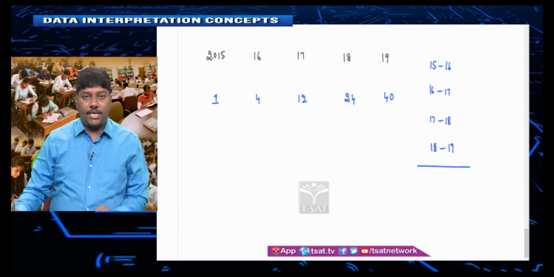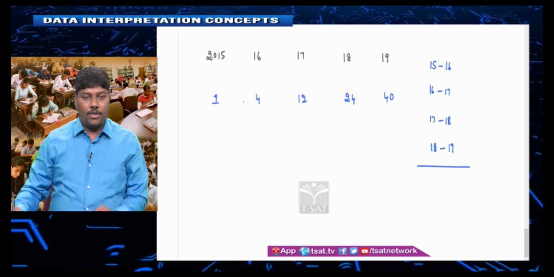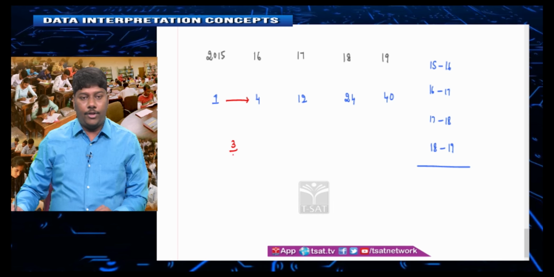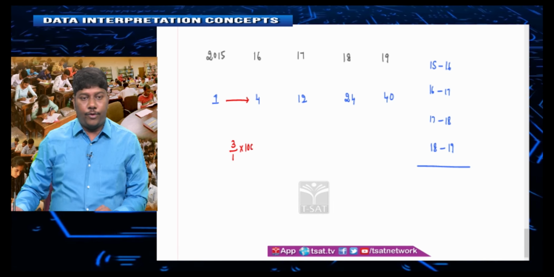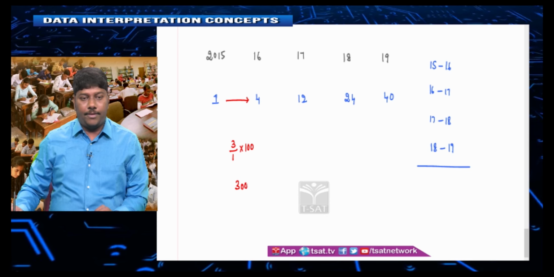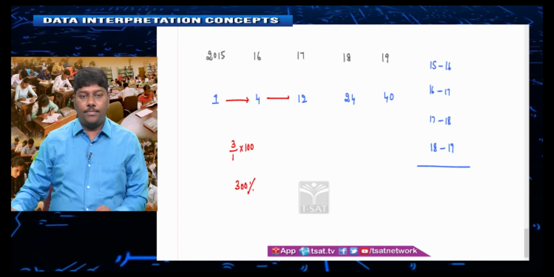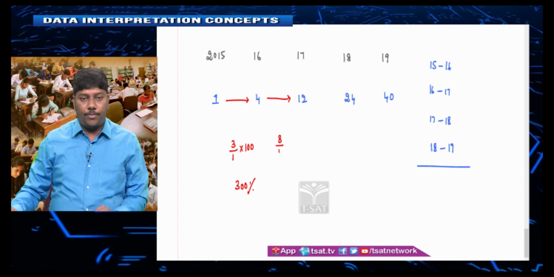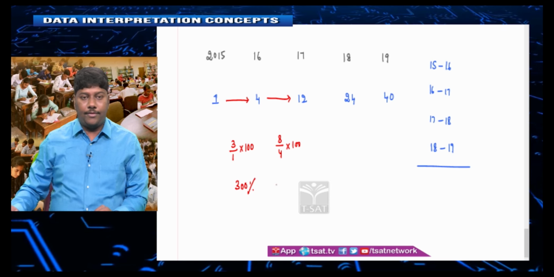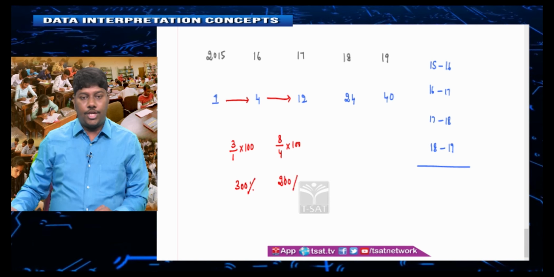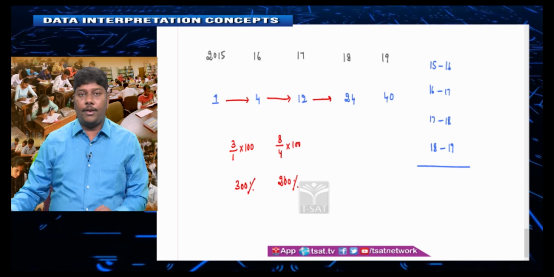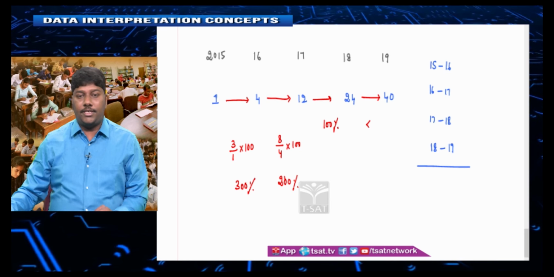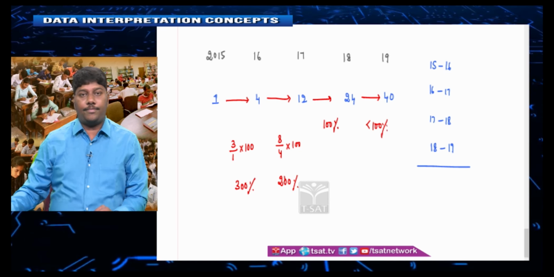Now here he is asking you the percentage increase, not the value increased. Now see here how much it is increasing. It is 3 upon 1 into 100. When a number becomes 4 times, the percentage increase is 300%. When a number triples, the percentage increase is actually 200%. Or else you can take 8 increase upon 4 into 100, that is 200% from 16 to 17. If you look at from 17 to 18, when a number doubles, which means it is 100% increase, it is not even double. The percentage increase is actually less than 100.